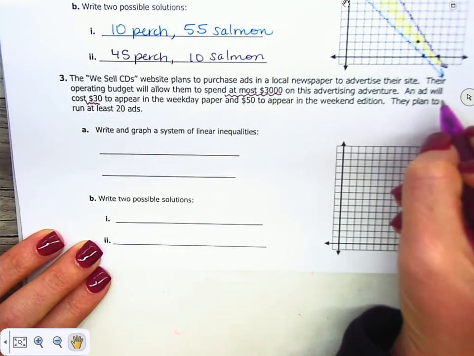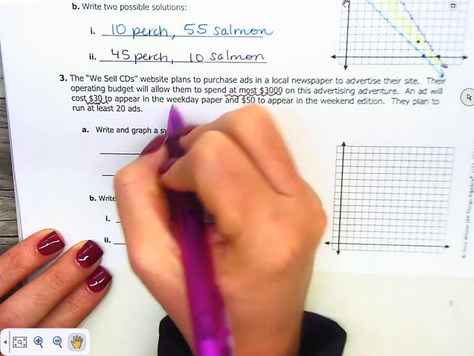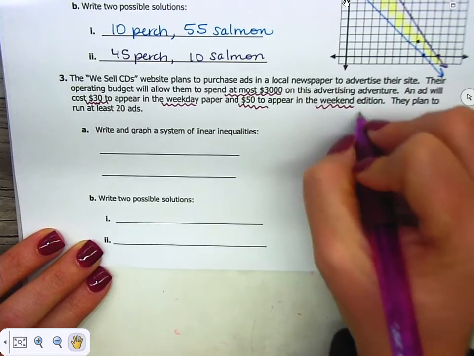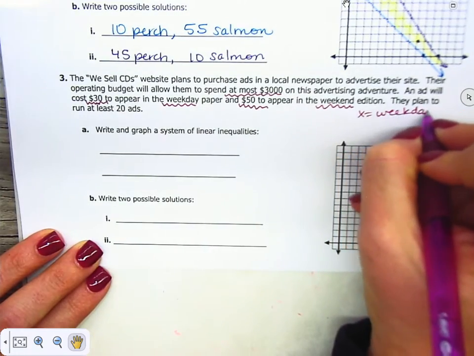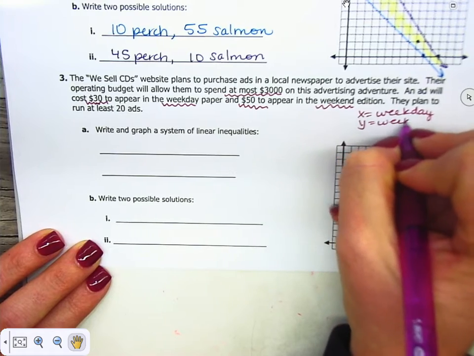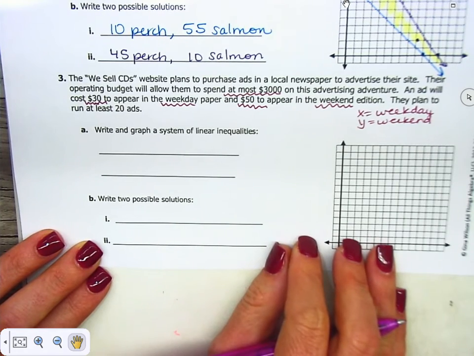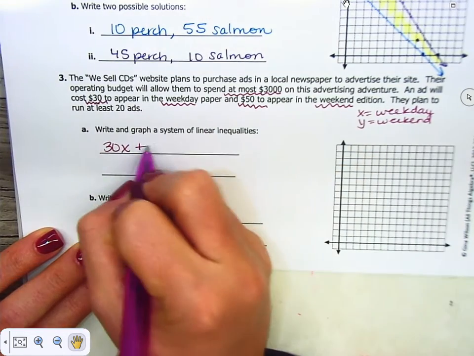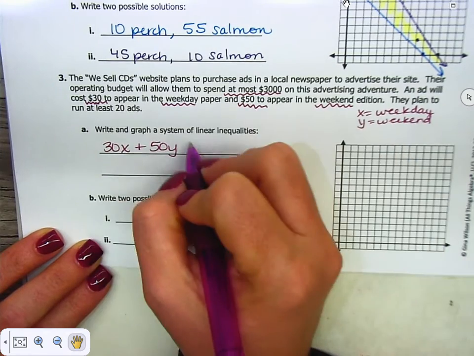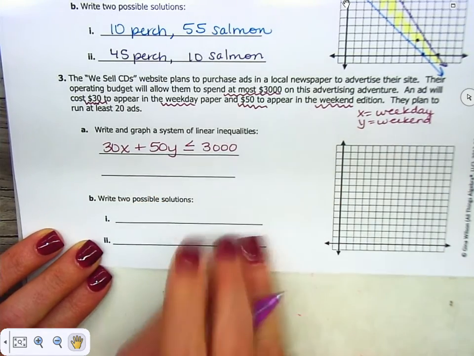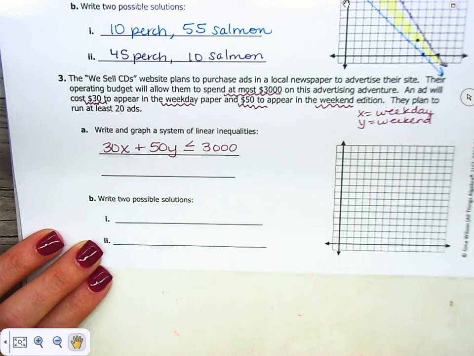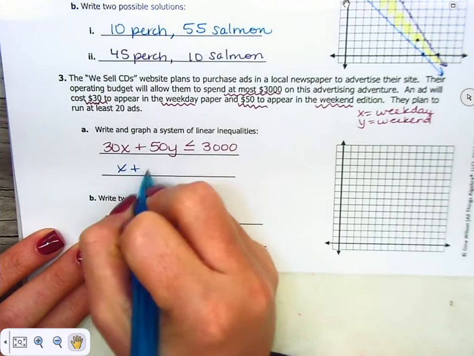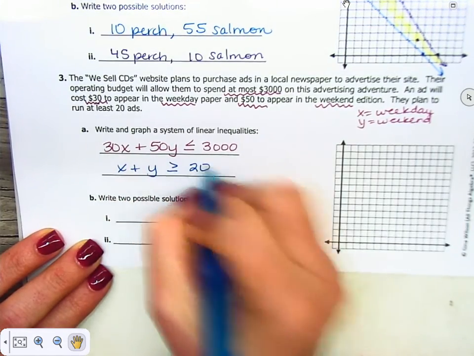So an ad, $30 is the weekday and $50 is the weekend. Okay, so X is going to be our weekday and Y is going to be our weekend. So we've already talked 30X, 30 was weekday, plus 50Y, and at most 3,000 means less than or equal to 3,000. They plan to run at least 20 ads. So weekday plus weekend has to be greater than or equal to 20.